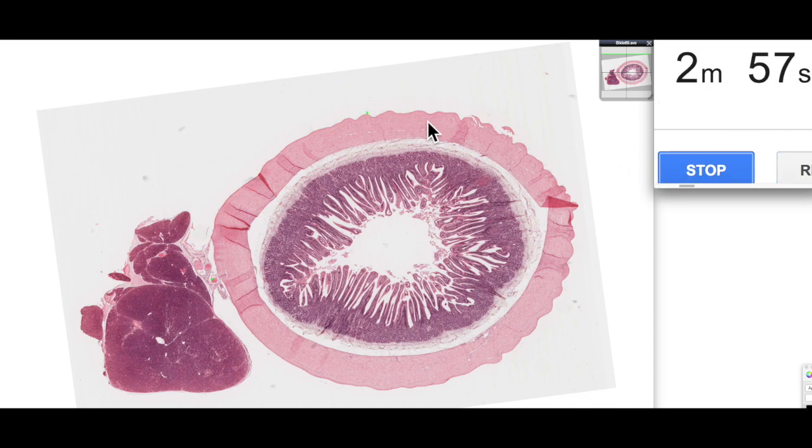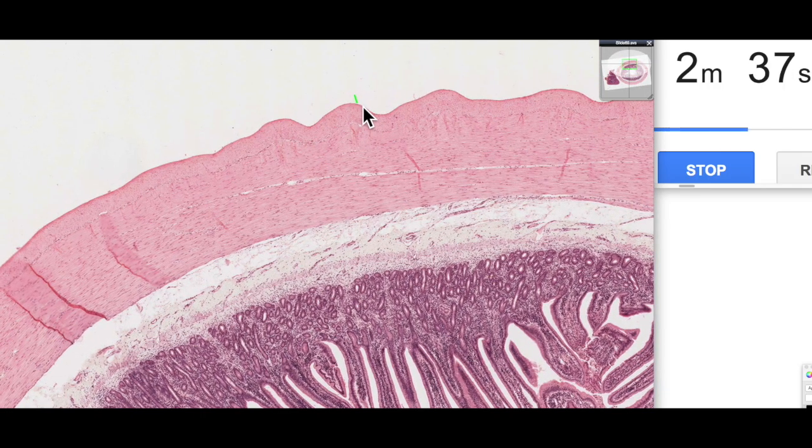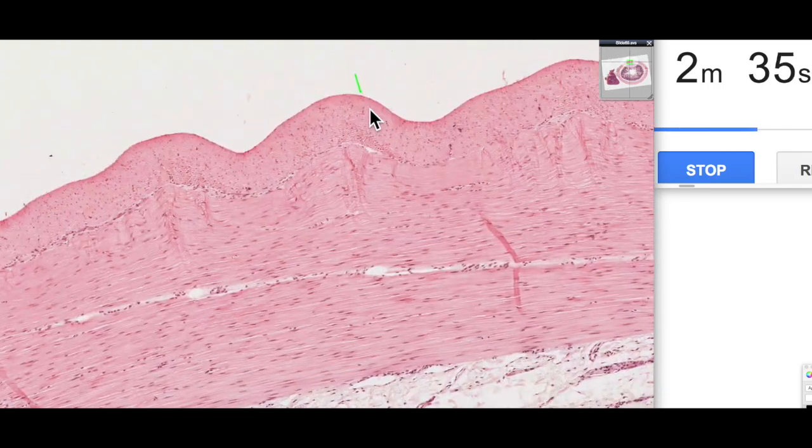Okay, so simple squamous epithelial linings are typically found in areas where you want diffusion or you want a smooth frictionless surface, or both. And so here on the outer surface of this small intestine, we've got a simple squamous mesothelium. So if we have a look in a little bit more detail, we can sort of zoom in here.